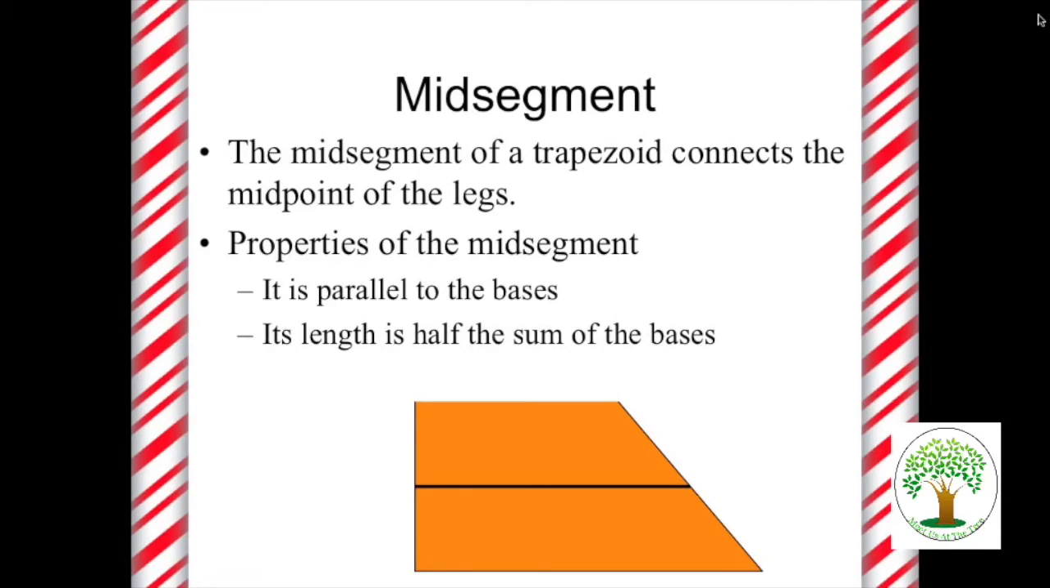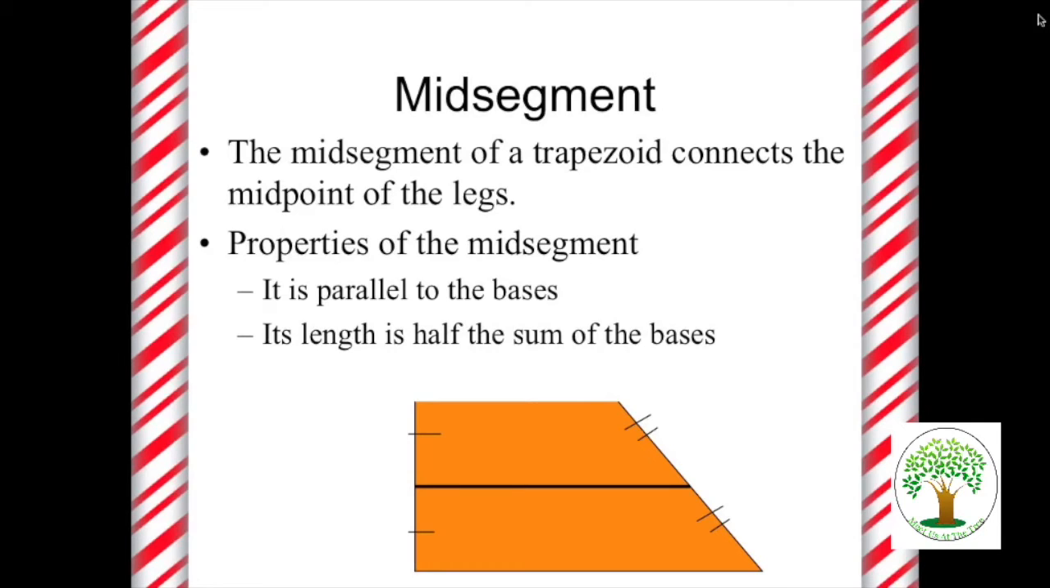I'll talk about how to do that in a moment with some numbers. Half the sum. You probably got the word half already. Half is like dividing by 2 or multiplying by a half. But what does the word sum mean? Addition. So we're going to add the two bases, and then divide by 2 to get the length of the mid-segment right there.